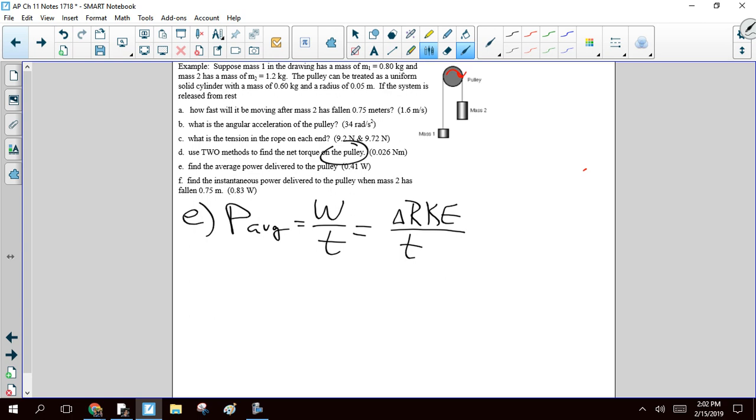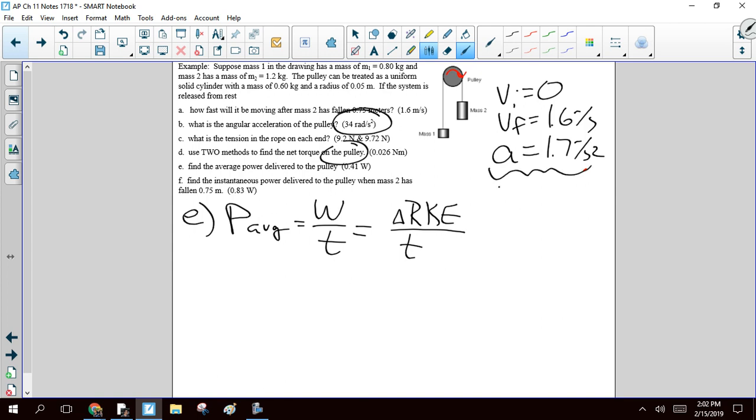So I guess I'm going to kind of cheat. So we know from before that the initial velocity of the system is 0, the final velocity of the system is 1.6 meters a second. When I found my angular acceleration, I calculated my linear acceleration to be 1.7 meters a second squared. So that's enough to find your time. It turns out to be 0.94 seconds. So that's our time. So now we just got to find our change in rotational kinetic energy.